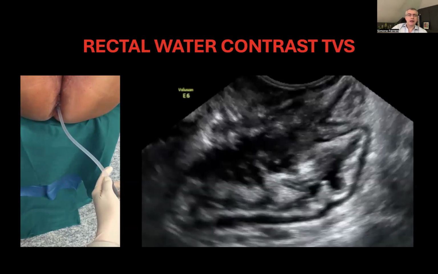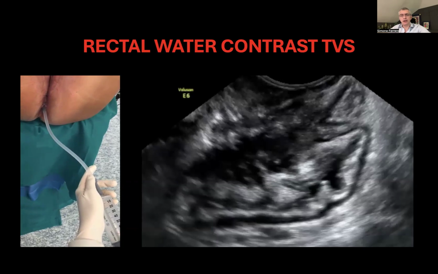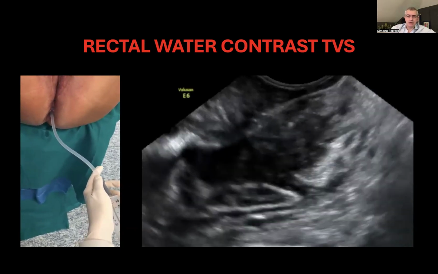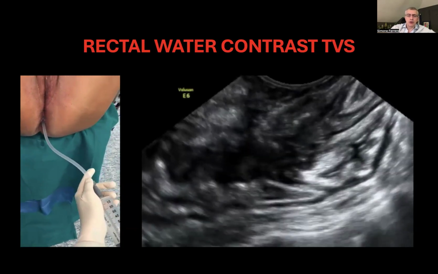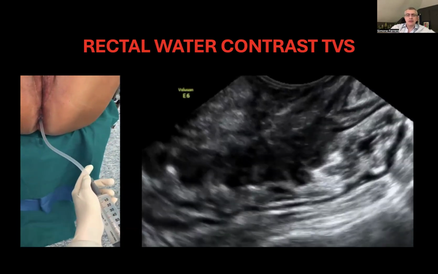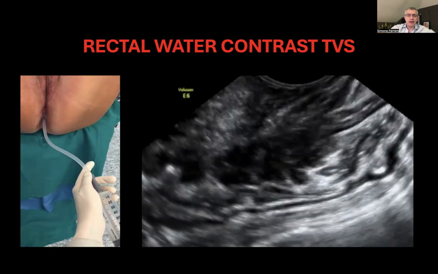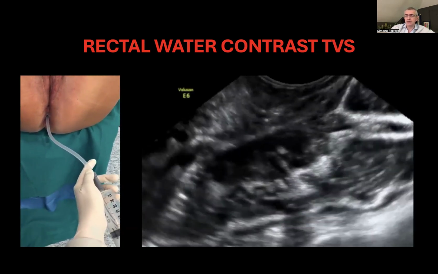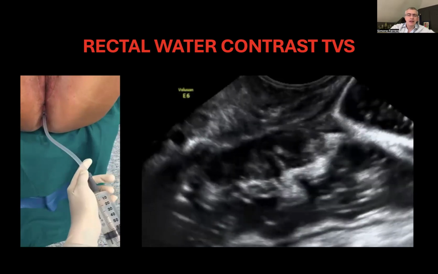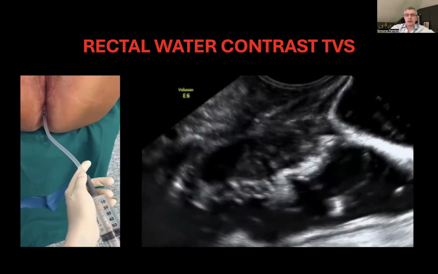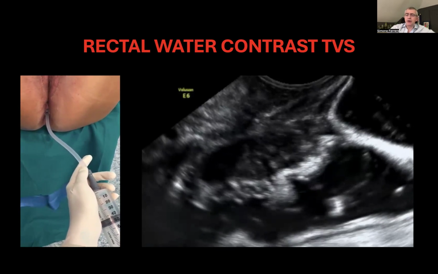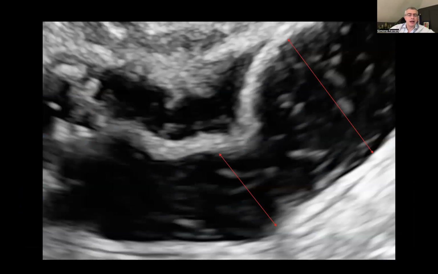A particular way to perform the scan is to add water contrast to the rectum. This is a technique that was developed in my institution several years ago. I have to admit that if the sonographer is experienced, the technique does not improve the performance of transvaginal ultrasonography in the diagnosis of rectosigmoid endometriosis. However, at the beginning of your experience, I believe it may help.